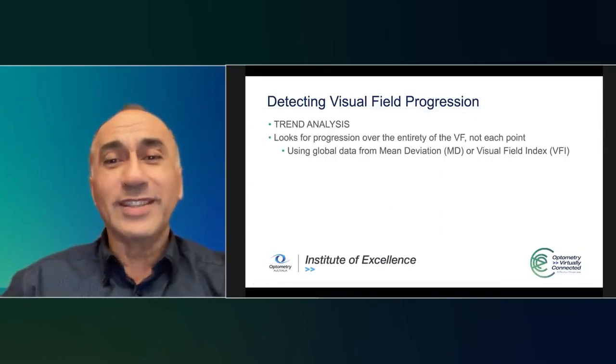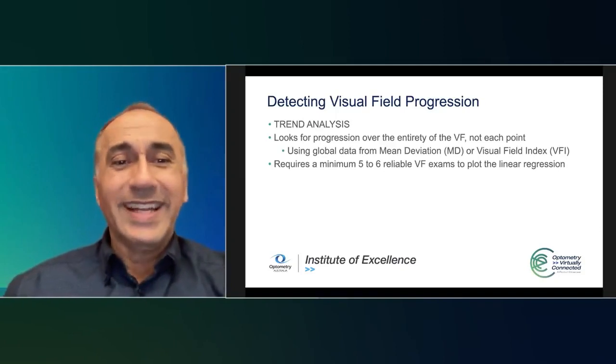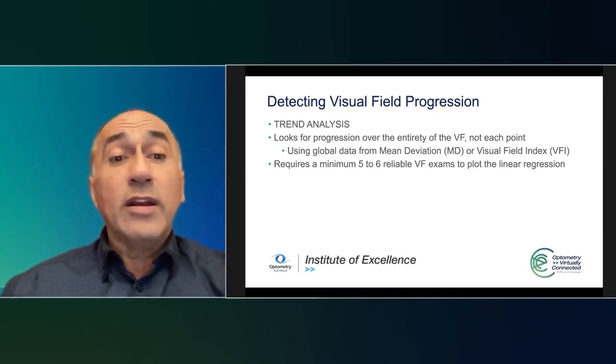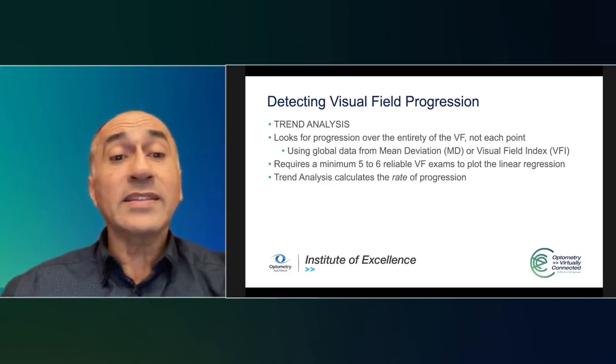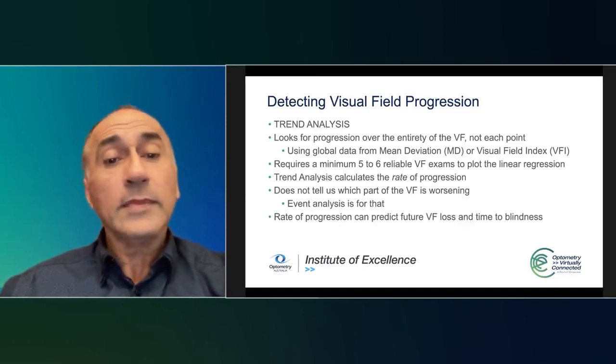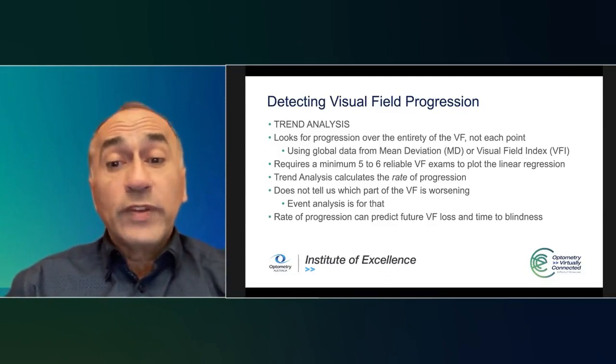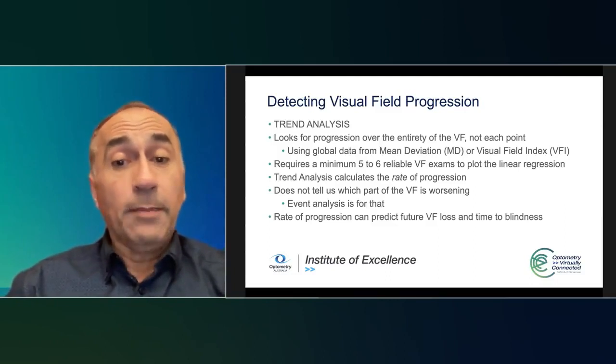It looks for progression over the entire visual field, not in each point. And therefore, it has to use a global index. It uses mean deviation or visual field index. Similar to event analysis, it needs 5 or 6 reliable visual fields for the software to do its calculations. Trend analysis gives us the rate of progression. How fast is the field deteriorating? It doesn't tell us where in the field they're deteriorating. That's what event analysis is for. The rate of progression can actually predict future visual field loss and the time for the patient to become blind.